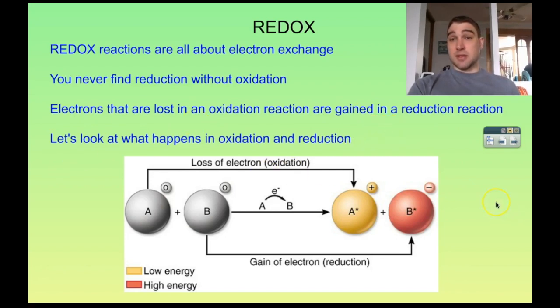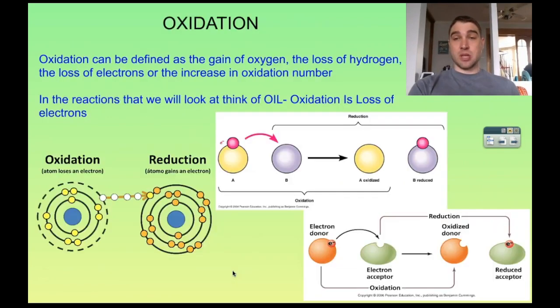So let's have a look at what happens in an oxidation and a reduction reaction. We're going to start by looking at oxidation. Now there are many different ways you can define what oxidation is. We could say it's the gain of oxygen, the loss of hydrogen, the loss of electrons, or an increase in oxidation number. We're going to focus mainly on these last two in the unit that we're doing. And the way I remember this is oxidation is loss, OIL. So it's loss of electrons, because I'm focusing on the electrons, that's what I care most about. So oxidation is loss of electrons.